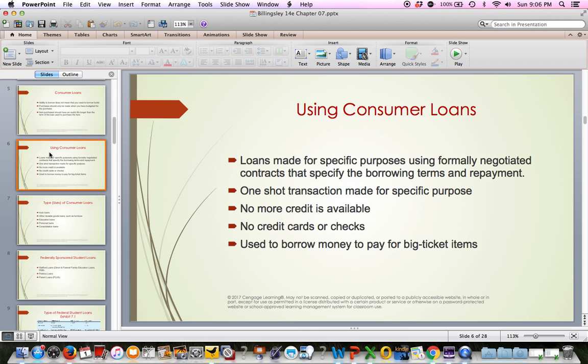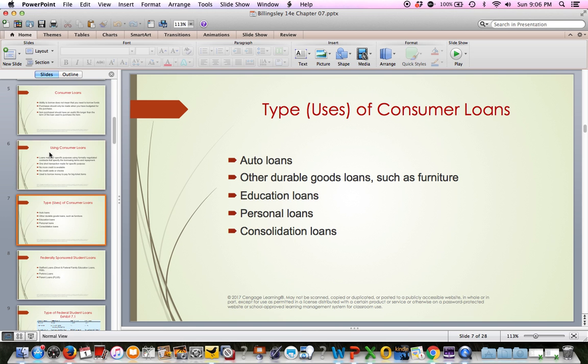It's a one-shot transaction made for a specific purpose. No more credit is available, no credit card or checks, used to borrow money to pay for big ticket items. So some examples would be auto loans, which we talked a little bit about in previous chapters. Durable goods such as furniture, education loans, personal loans, consolidation loans.